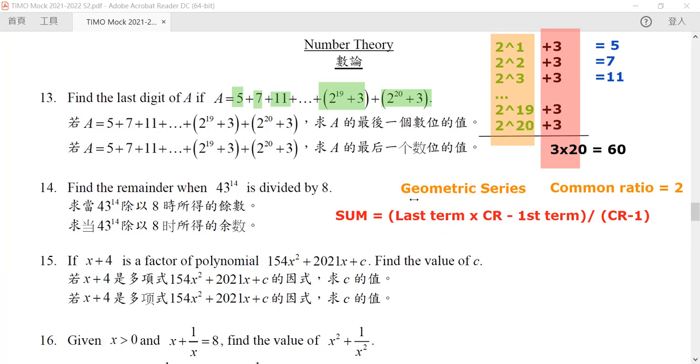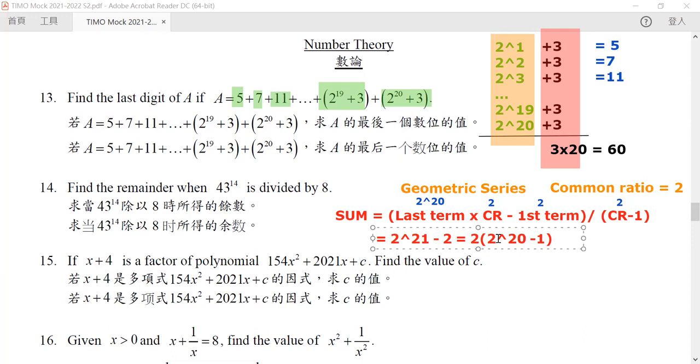Now let me list it one by one. Our last term is equal to 2 to the power 20. Our common ratio is 2. Our first term is also 2. So if we multiply them together, we know that our sum will be the following number. It will be equal to 2 to the power of 21 minus 2. Or in other words, you can write it as 2 times 2 to the power 20 minus 1.